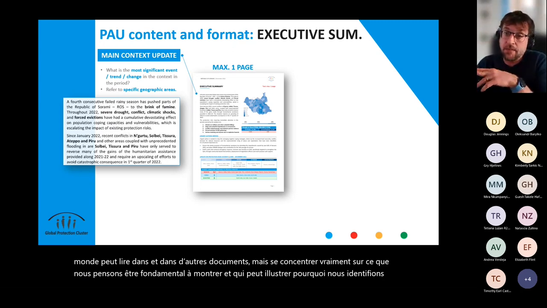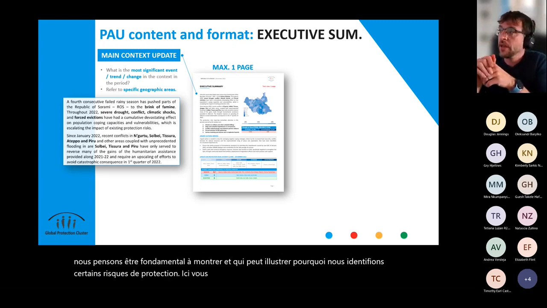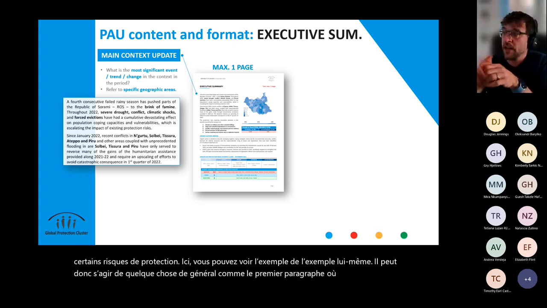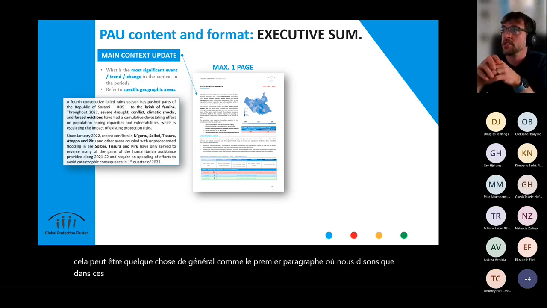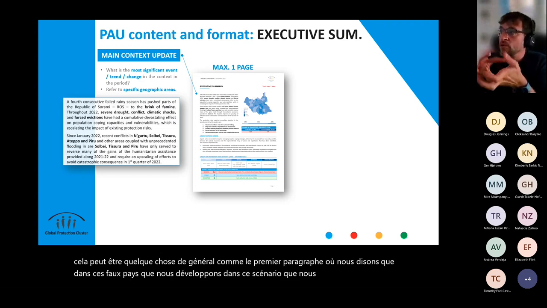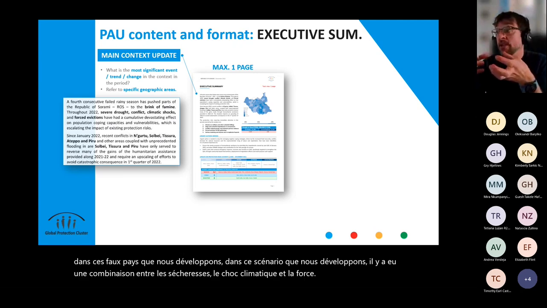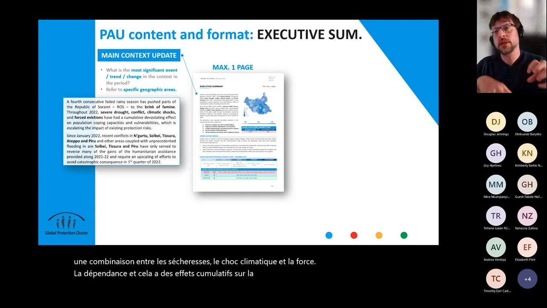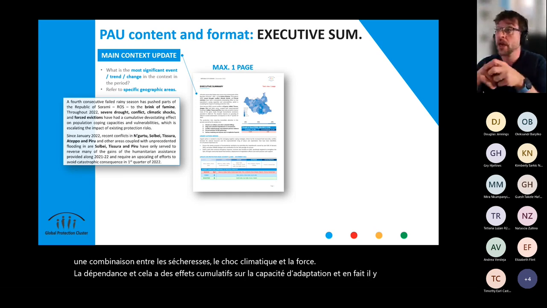Here you can see the example from the sample itself. It can be something general as the first paragraph, where we are saying that in these fake countries that we developed, in this scenario that we developed, there has been a combination between droughts, climate shock, and forced eviction. And this is having a cumulative effect on the coping capacity. And actually, there were already existing protection risks, but they are increasing.